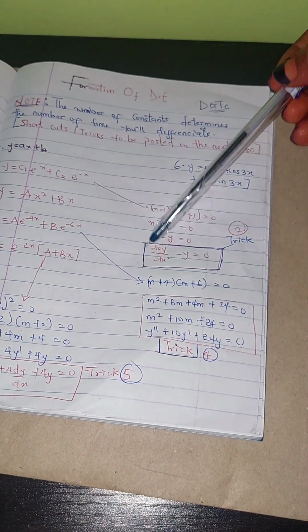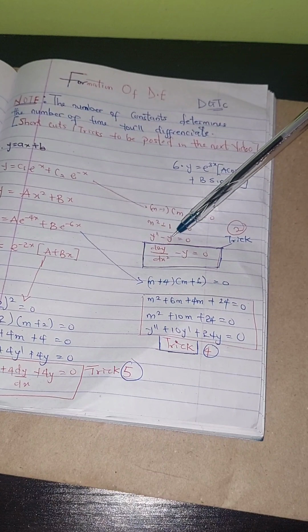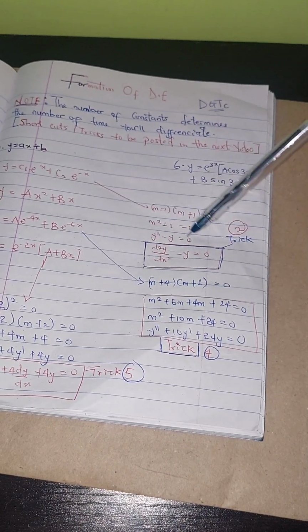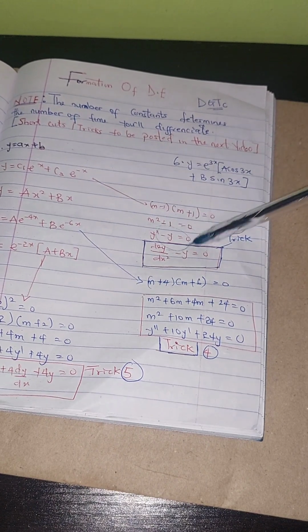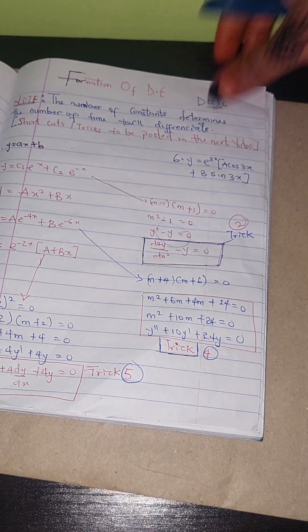For this next question, this is a shortcut, and you must get y prime prime minus y equals 0. This is the final solution, the correct solution. So after doing all your solution, and then you don't get this, then you should know you have a problem somewhere.